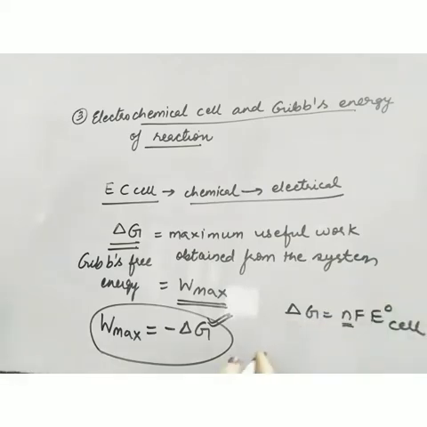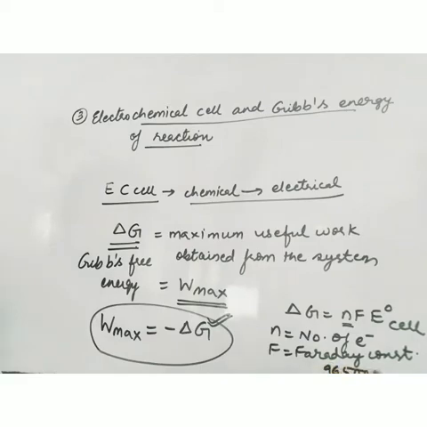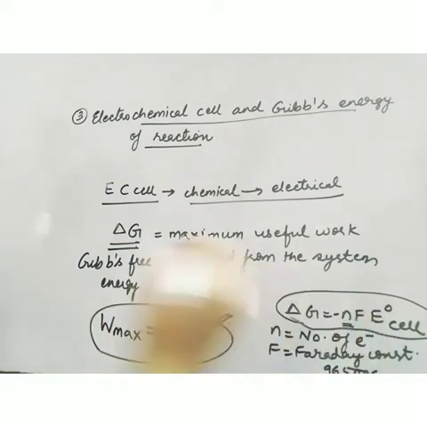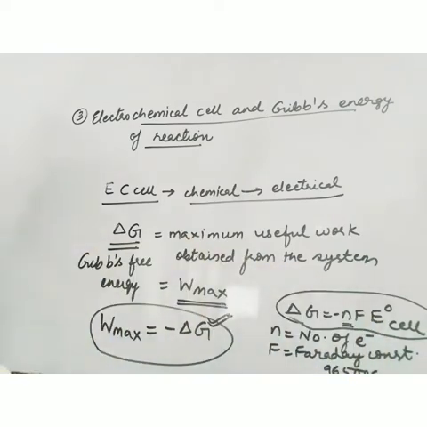n is the number of electrons flowing through the circuit, F is the same, your Faraday constant, that is 96,500 coulombs, and E naught cell you know. So by this we can calculate delta G, and since here delta G is negative, so I will put here minus sign. So I am removing this from here. So delta G is minus nF E naught cell.